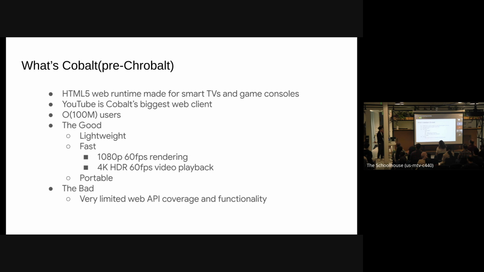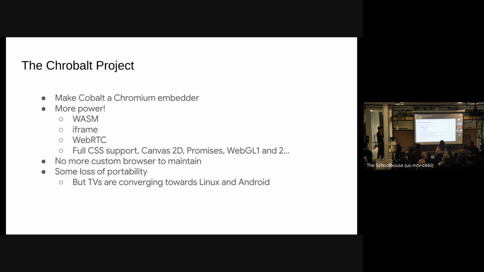But on the downside, it is very limited in web API support, which is the main motivation of our new project, Cobalt. And the idea is very simple. We take Chromium and we make a single tab browser out of it. Chromium is going to give us WASM, iframe, all these production-ready implementations of the APIs that we have wanted for a very long time. And we're going to drop our custom browser component. We are fairly confident that we are going to make performance on par, but we're sure to lose some portability. But that might be fine because the TV market is really converging towards Linux and Android-based operating systems.